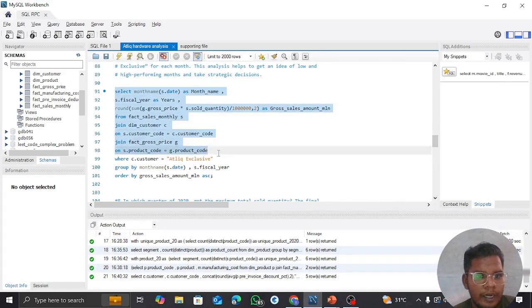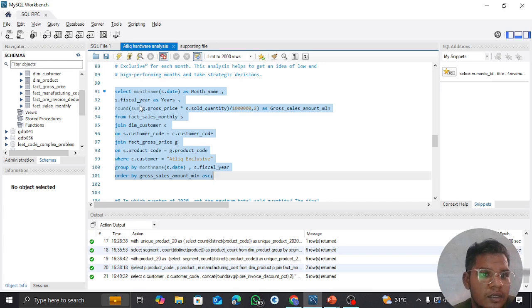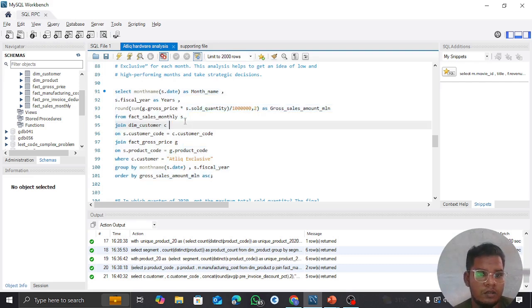It's also a simple query. Just extract the month and then the fiscal year. Now we have to calculate the gross sales amount, gross price times sold quantity, and we have it calculated in millions. That's why we divided by a million, and then from the fact sales table and join them. We're performing two joins.